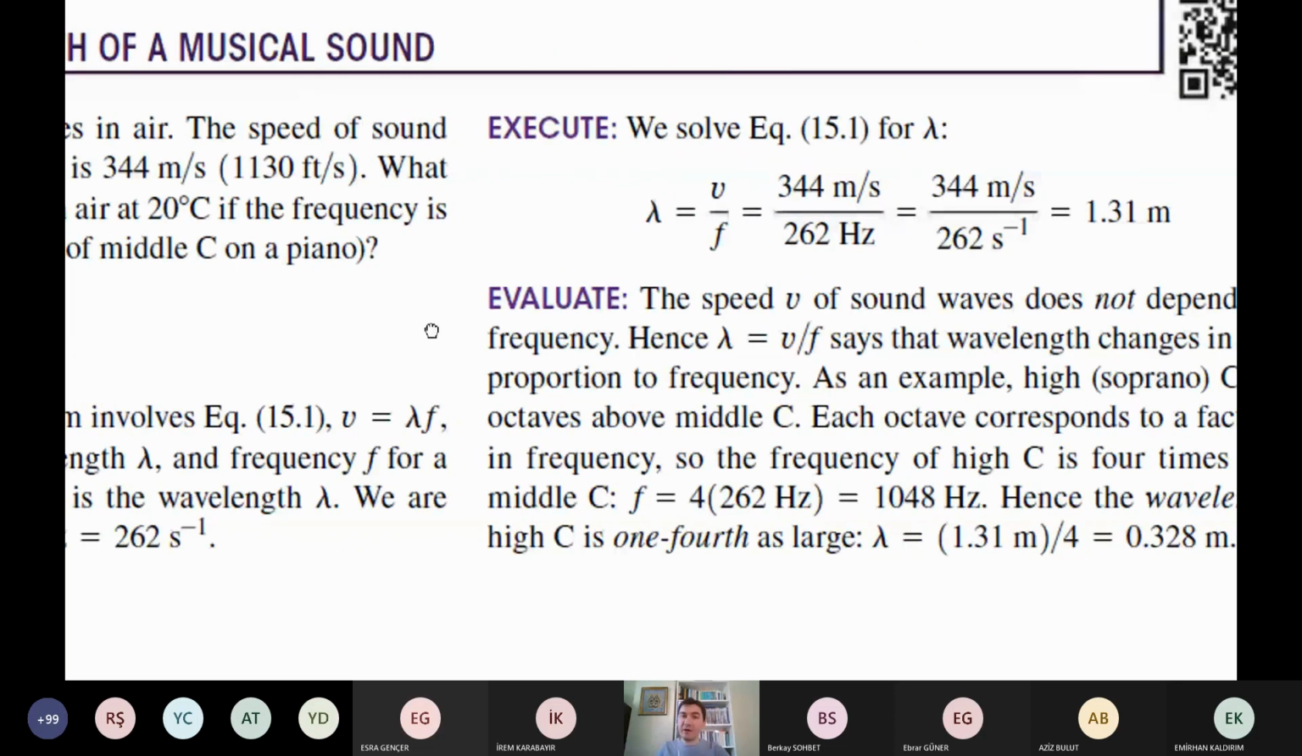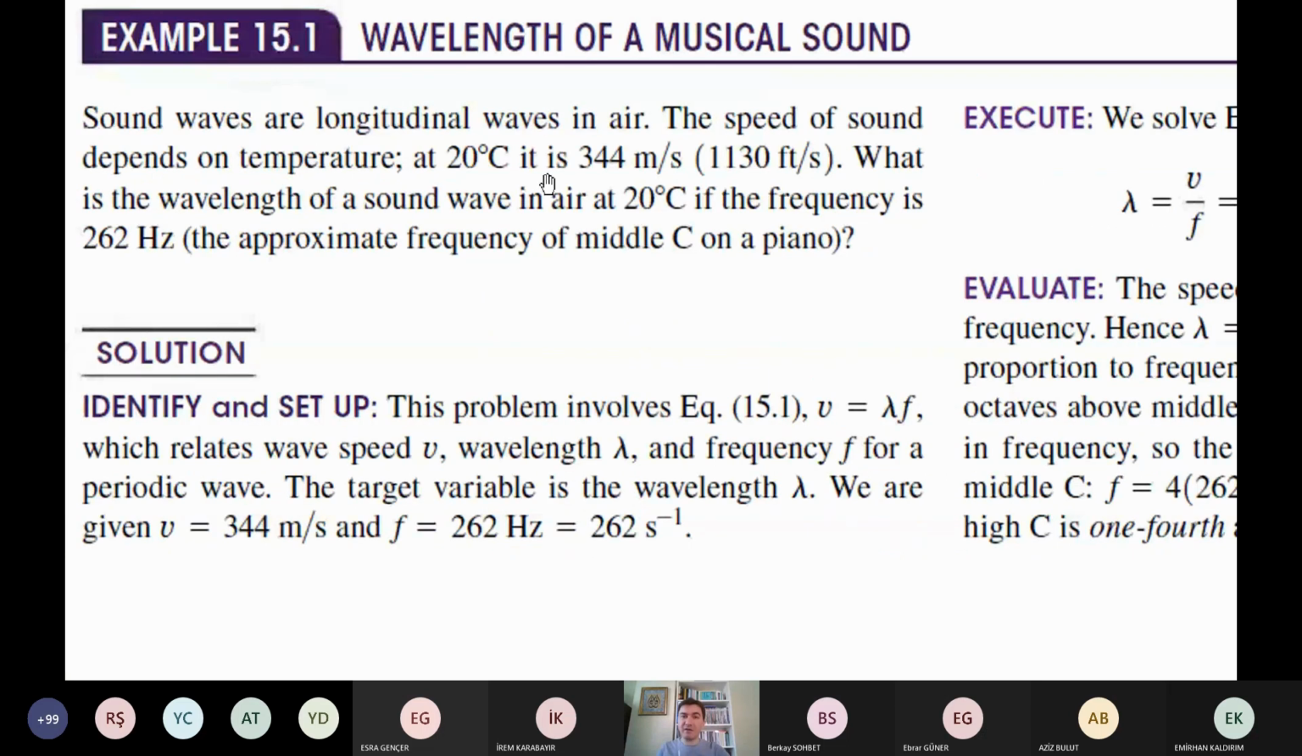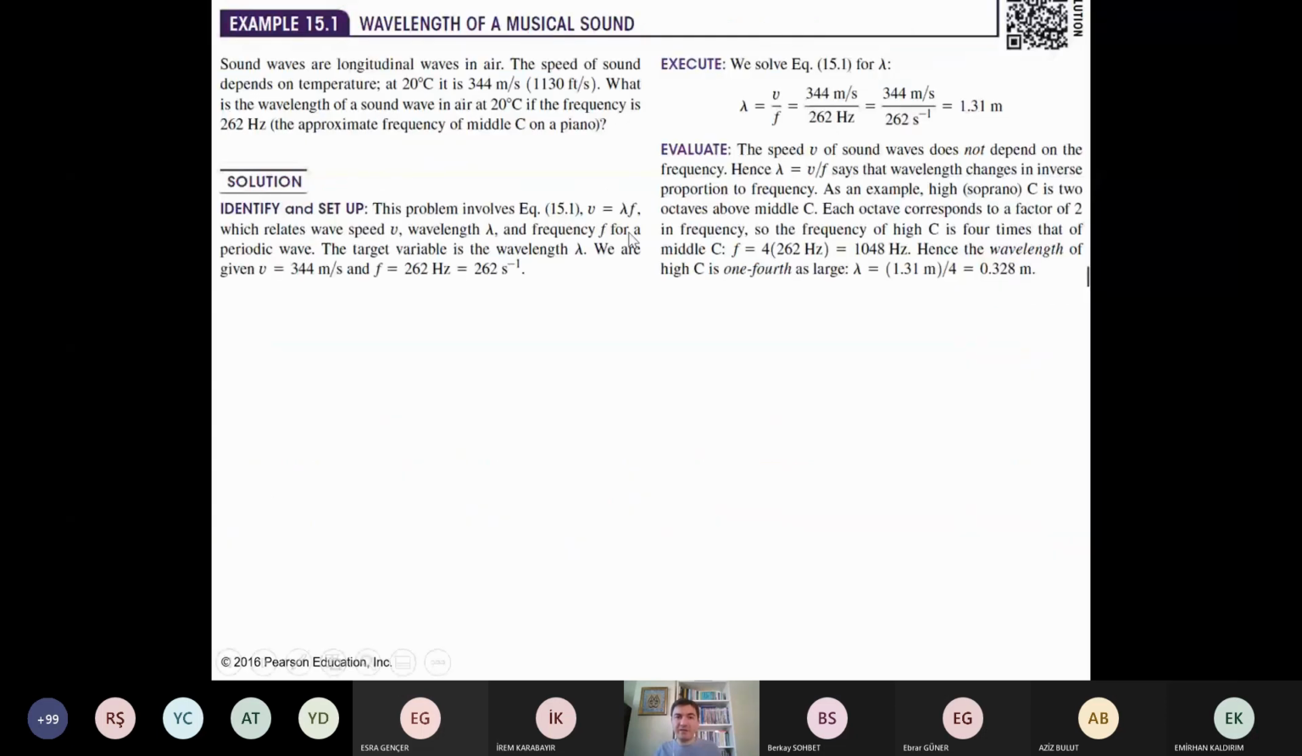So the speed of sound is given, and frequency is given, but the wavelength is asked. So we have this formula. Speed of a wave is given with lambda times f. Okay, if you take f from this expression, you can find v over lambda. If you take lambda from this expression, you can find v over f. Okay, so within this example, lambda is asked.